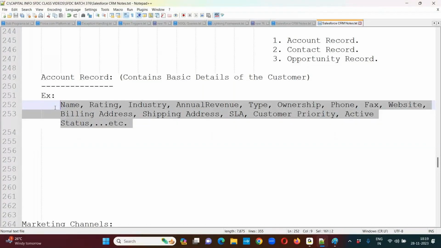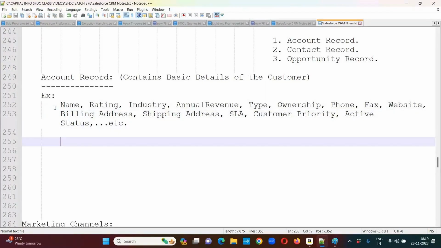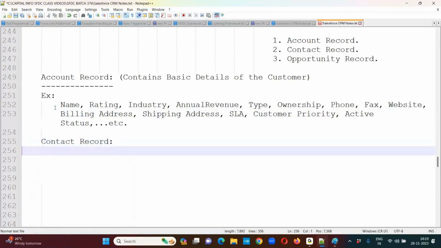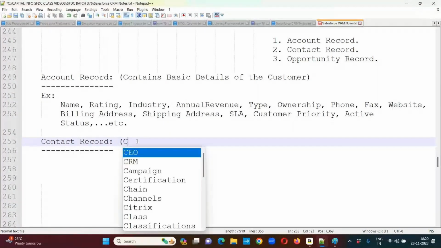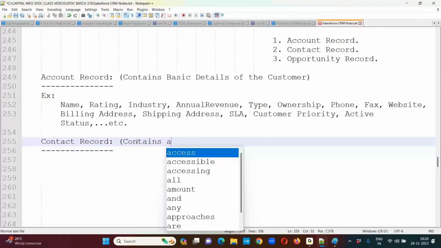Okay, clear? Next, the second one, contact record. What does this contact record contain? What did you understand with this word contact record? The contact details, information about the contact customer. In order to communicate with the customer, whatever communication details are required, all of them are available inside this contact record. So the contact record contains all the communication details.